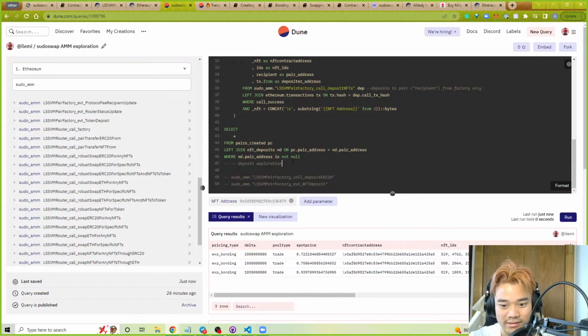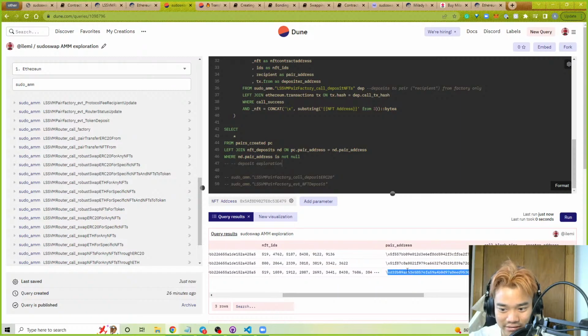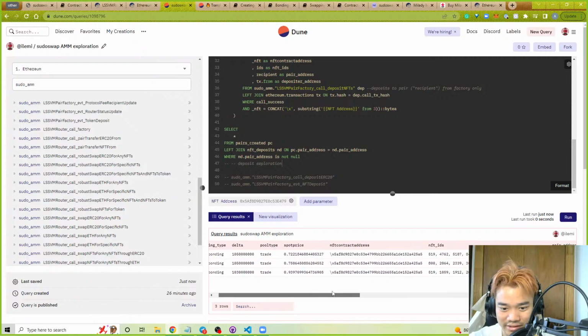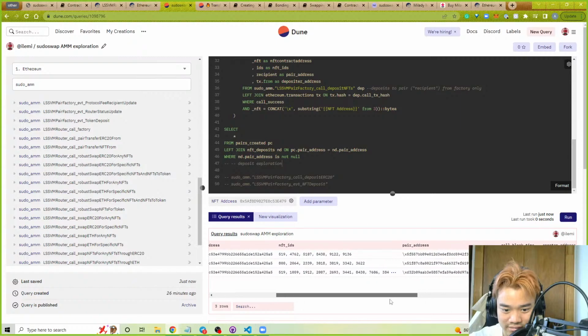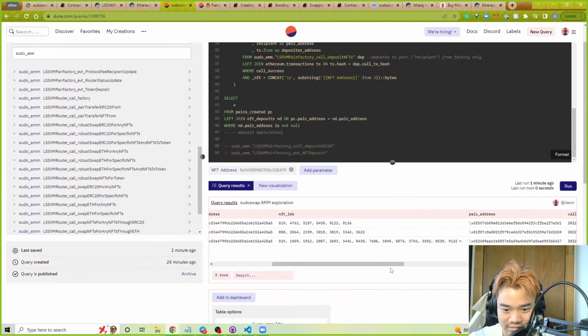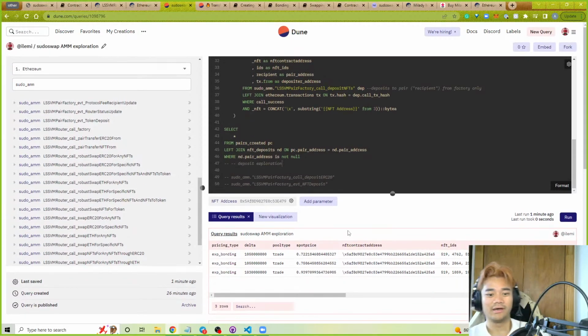Okay. Is it all on the same pair? Wait a minute. So there's 3 pairs. The creators are all different. The spot prices are different. Okay, all right, here we go. Now we gotta start putting this together.